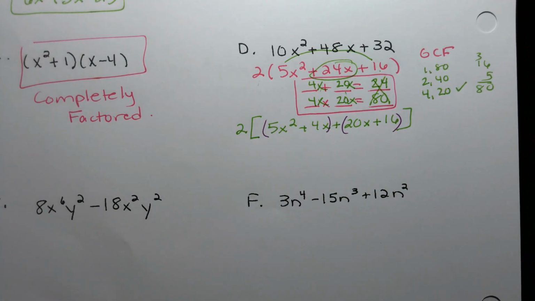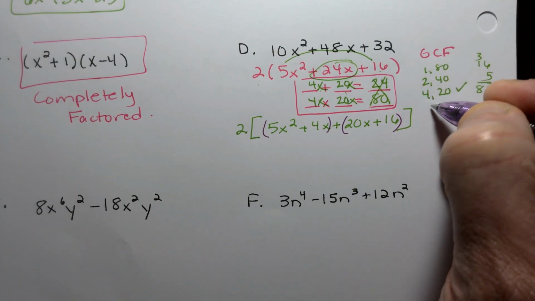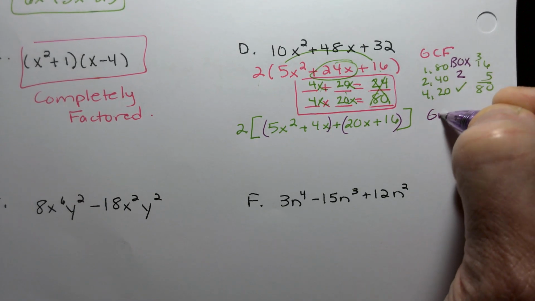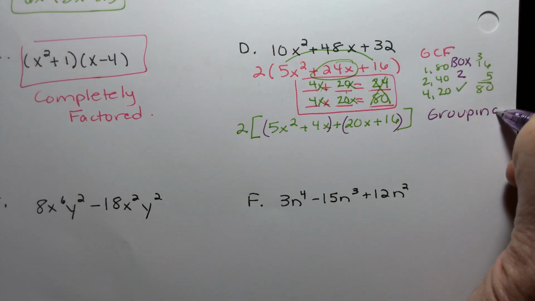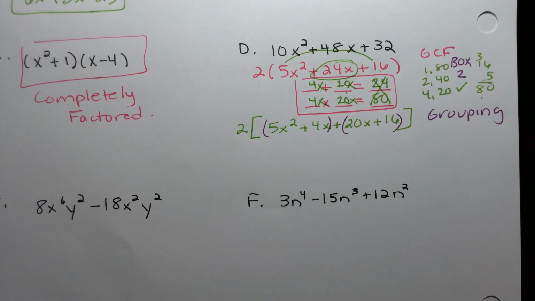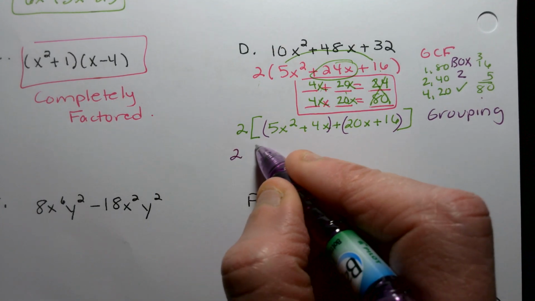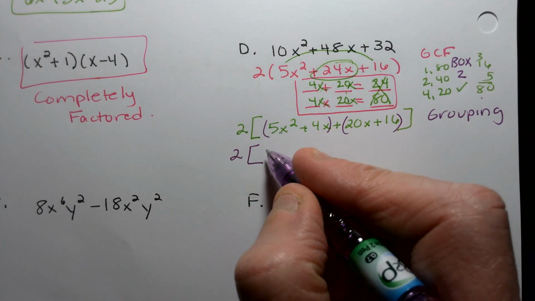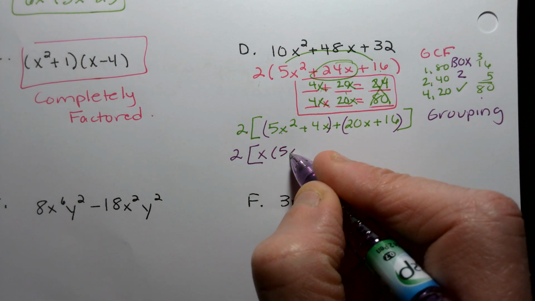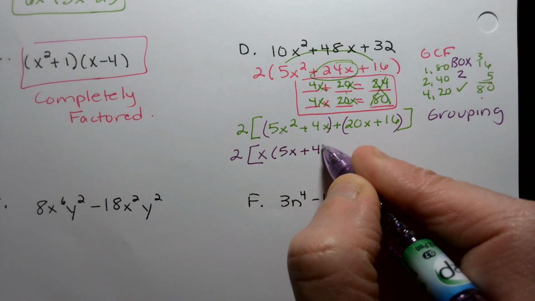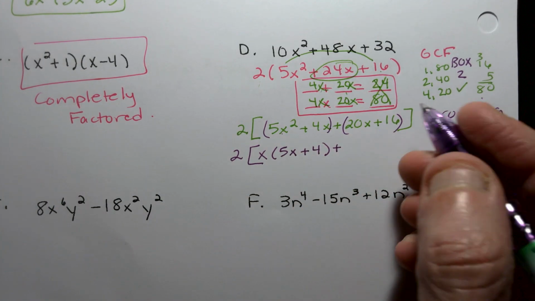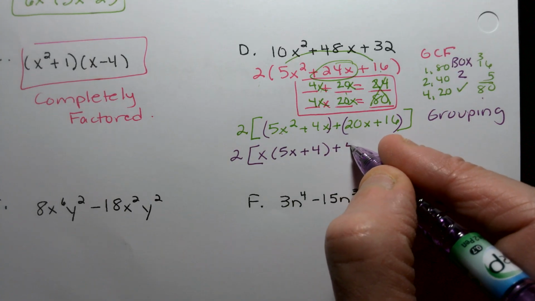So we're using GCF, box 2, and now we're grouping, which is part of box 2 really, but there are lots of skills in this one thing. So 5x squared and 4x, what can you take out? Take out an x. 20x and 16, what can you take out? 4.